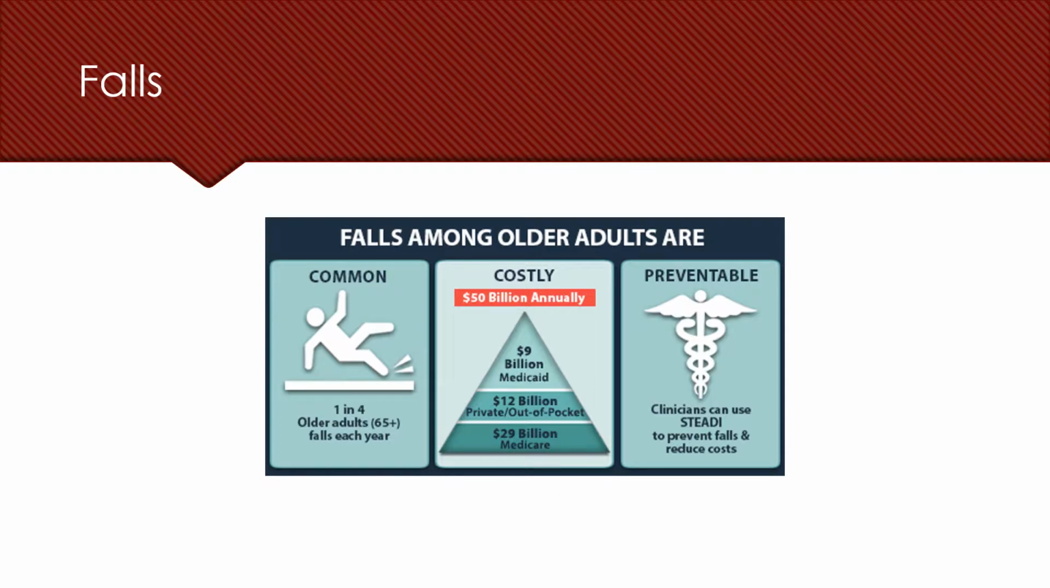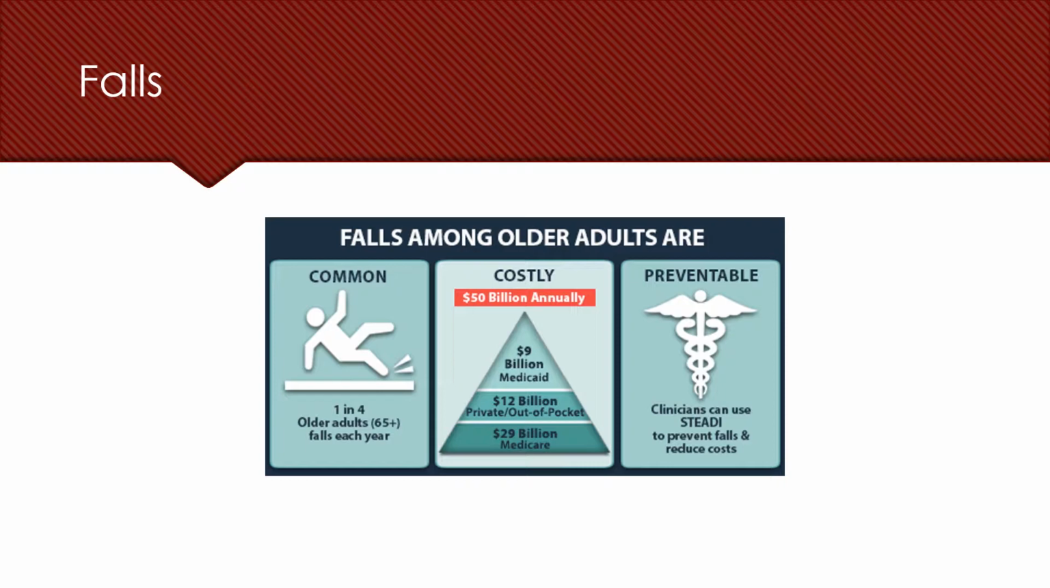Here are some more statistics that it's important for us to be aware of. This says falls among older adults are common, costly, and preventable. So common, like we talked about before, 1 in 4 older adults falls each year. Costly, this is a really big one for us. Look at the enormous Medicare, Medicaid, and private out-of-pocket expenses for falls: $50 billion annually when you combine all of those.